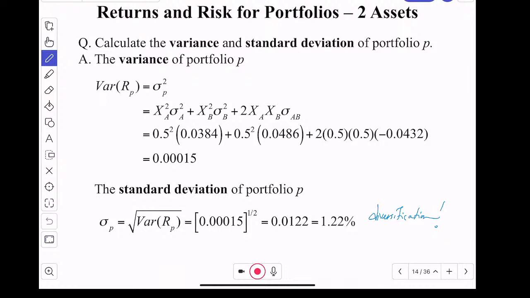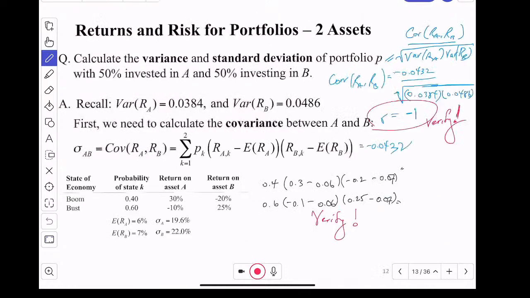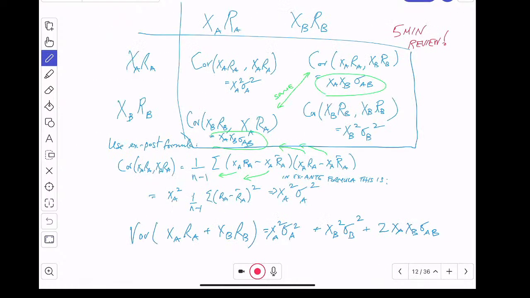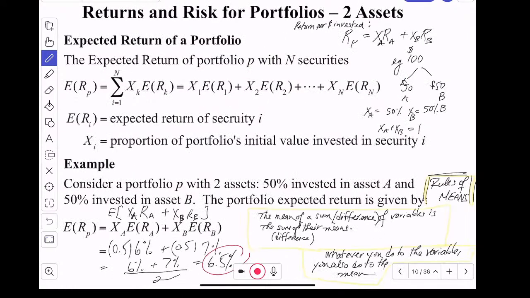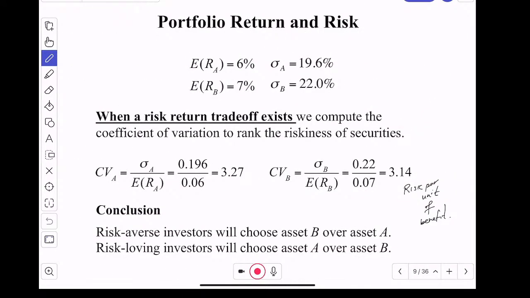What was the original volatility? Remember that the standard deviations, if you look at them individually, were quite high.